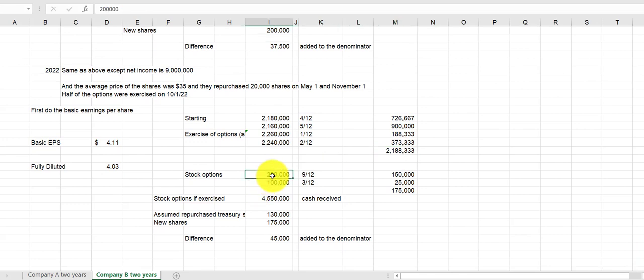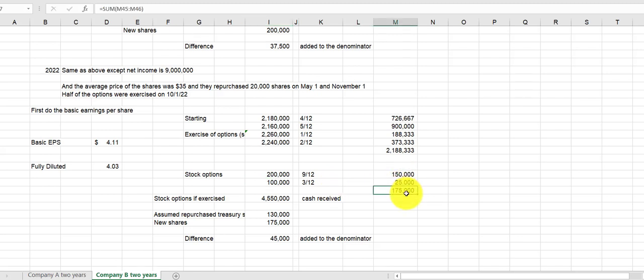So we know that we started the year with 200,000 stock options, but partway through the year, in fact 9 months into the year, 100,000 of them were exercised. So we'd only have, for the last 3 months of the year, only 100,000 options, because those pretend shares became real shares. If we count them in both our calculations, then we will be double counting those shares. So stock options, 200,000 for 9/12, 150,000, 100,000 at 3/12, 25,000.